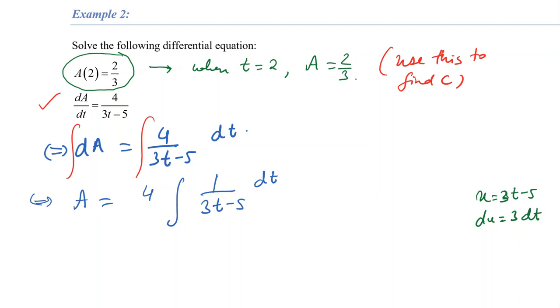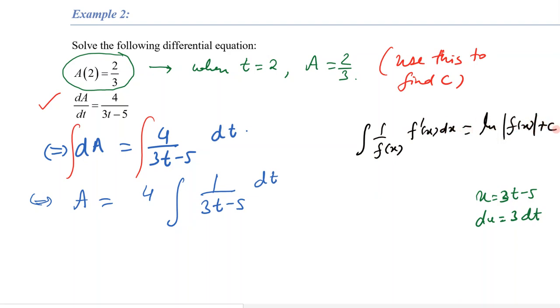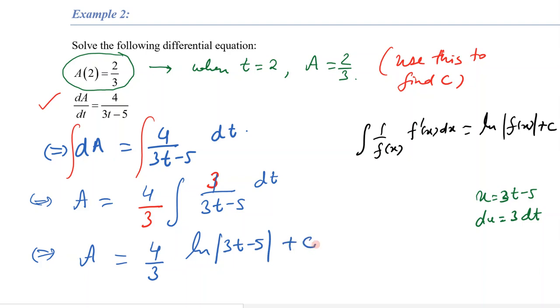So I taught you guys that if you have 1 over f(x) and the differential of the function is du, then we can write this as ln of f(x) plus c. In this case, the differential of 3t minus 5 is 3 dt, so we need a 3 here. So I'm going to multiply by 3 and divide by 3. From here I got A is equal to 4 over 3 ln of 3t minus 5 plus c.